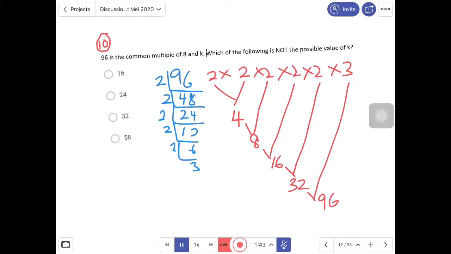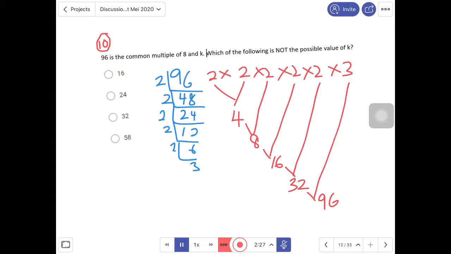So from here, all these are factors of 96, 48. So all these, including this, all these values, and 8, 4, 16, and 32, which we cannot find here. We can see them in this section. So these are all factors of 96. Or in other words, 96 can be the multiple of all these numbers.